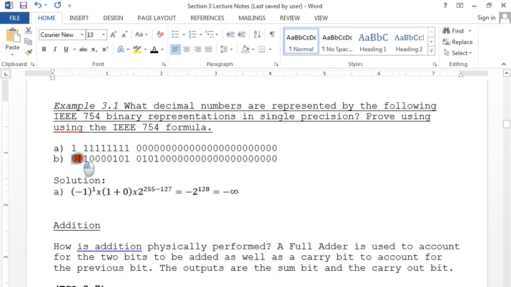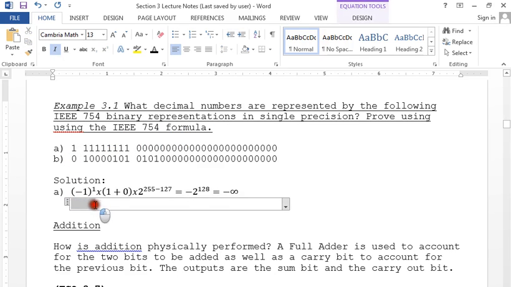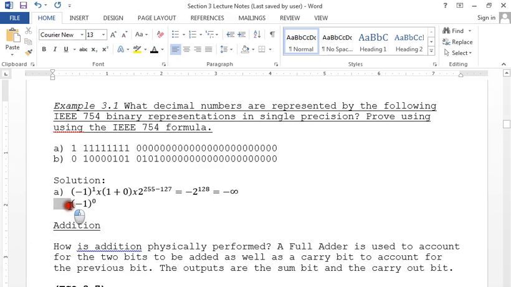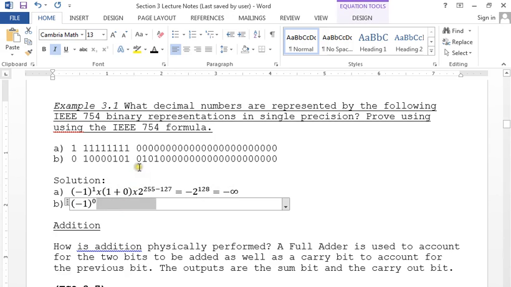So let's calculate the value. So what does this bit mean? Positive, right? So that's correct? So now what are we doing here?